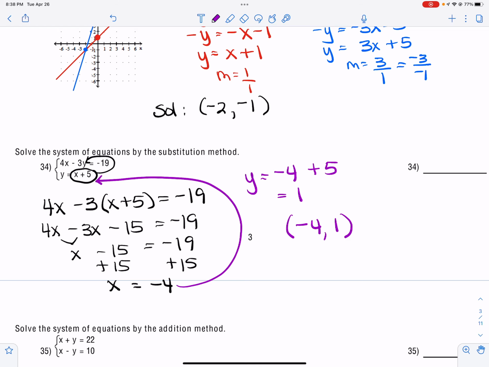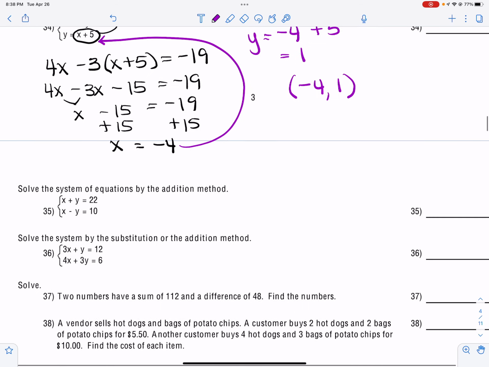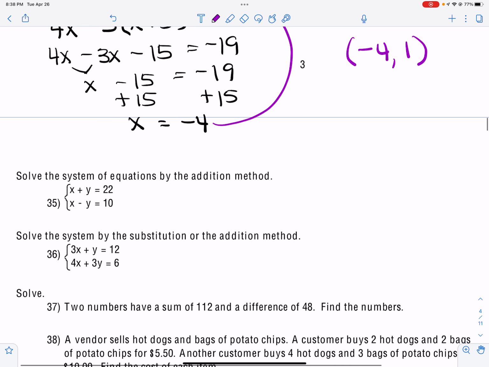Now, for the addition method, that's the easiest method that I think. When you do the addition method, you're looking for opposite signs. So I just automatically draw a line, and I'm going to add these two equations together. So x plus x makes 2x, positive y and negative y make 0, and 22 plus 10 makes 32. And then I solve for x by dividing, and so x comes out to be 16.